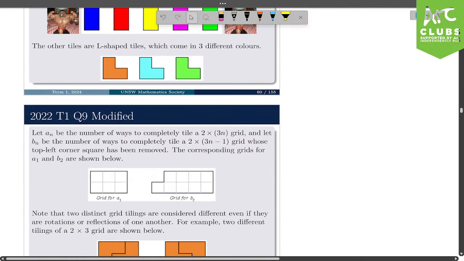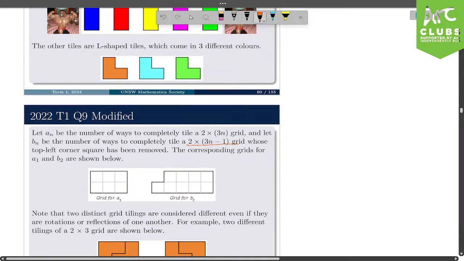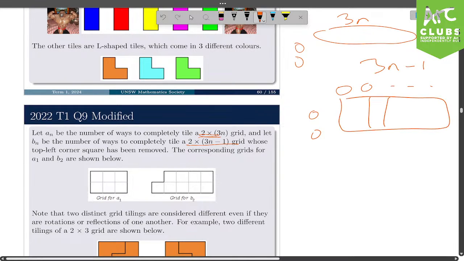So there are 2 types of grids. We have a 2x3n grid. A_n has 2 rows and a multiple of 3 columns, so something like 3n columns, okay? And B_n has 2 rows and 3n-1 columns, right? So something like this maybe.